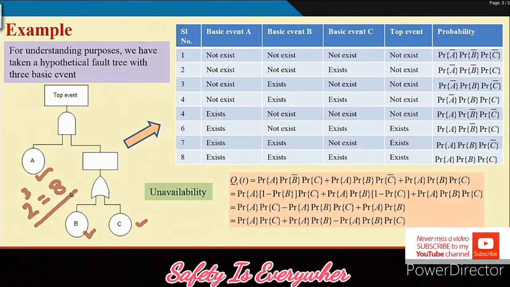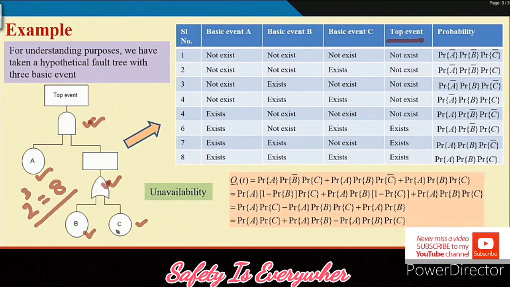Because you know the system configuration and also the AND and OR gate combinations, finally, what will happen? You will find that for some of the combinations the top event exists, and for some the top event will not exist. For example, this is an AND gate, so A must occur, plus because this is an OR gate, either B or C or both B and C must occur, so that the top event will occur. So, that is what is seen here.